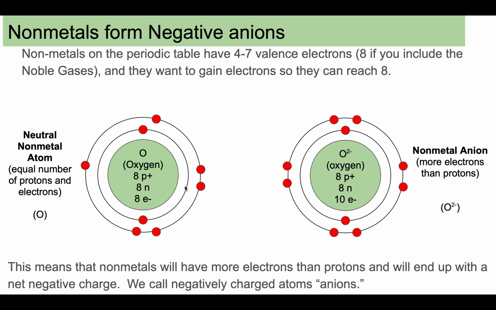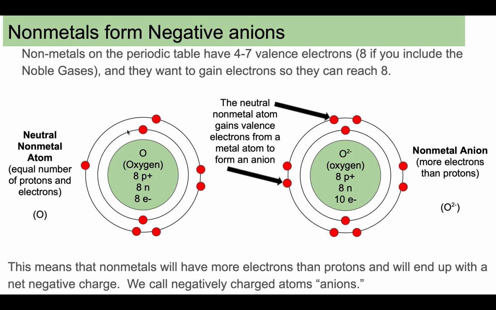Now, in order to get to 8, it's going to be able to gain electrons. It's much easier for this oxygen atom to say, ooh, I've got 6, I want 8. I'm just going to pick up 2 more rather than trying to get rid of these 1, 2, 3, 4, 5, 6 electrons. So it's going to accept a couple of valence electrons from the metal that it's bonding with. Those electrons are going to come into this valence shell, and it's going to end up with 1, 2, 3, 4, 5, 6, 7, 8.